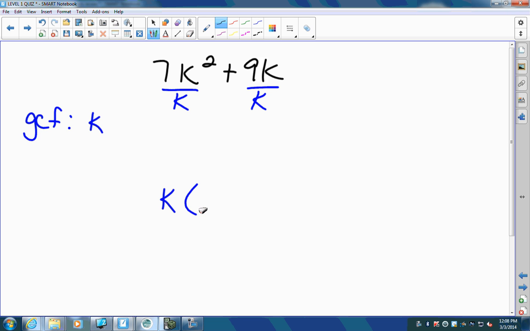Well, 7. No squared. I need 2 k's. This one cancels out, so I have 1 left. Plus, these k's cancel out. 9. All I did was pull out a k. That's the only thing they had in common. Right, and so that's as low as I can get.